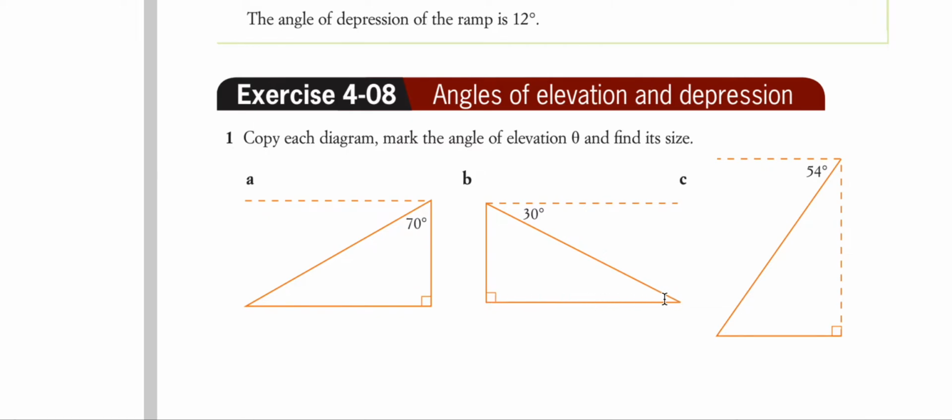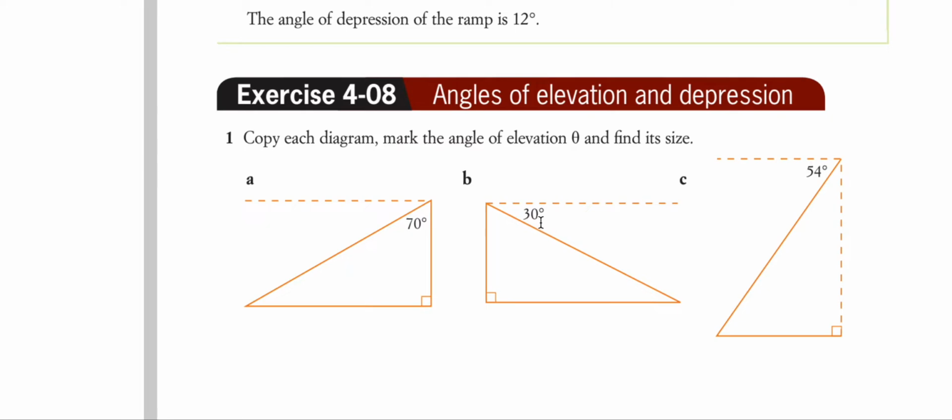So this one, can we create another line that goes up? Can we create an angle that goes up from this horizontal line? Yes, we can. We can create this angle here with the line of sight that's above the horizontal line. So that creates this angle here, and we can label that theta. And what is the size of theta?